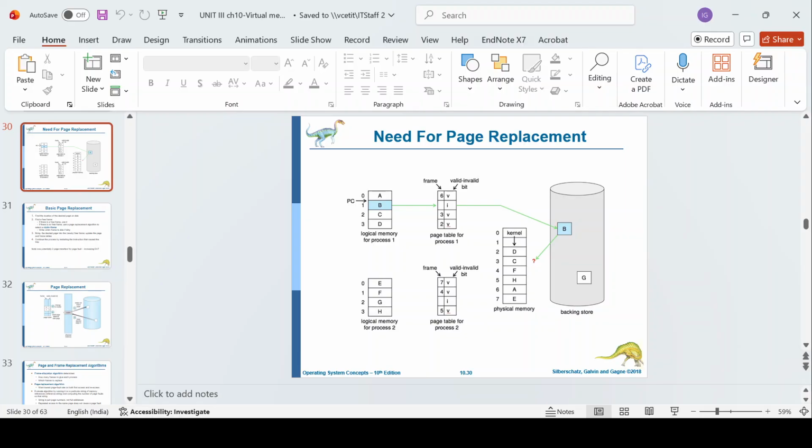When we are using virtual memory, it allows us to load the pages of a process only on demand. We don't want to load the entire process for execution.